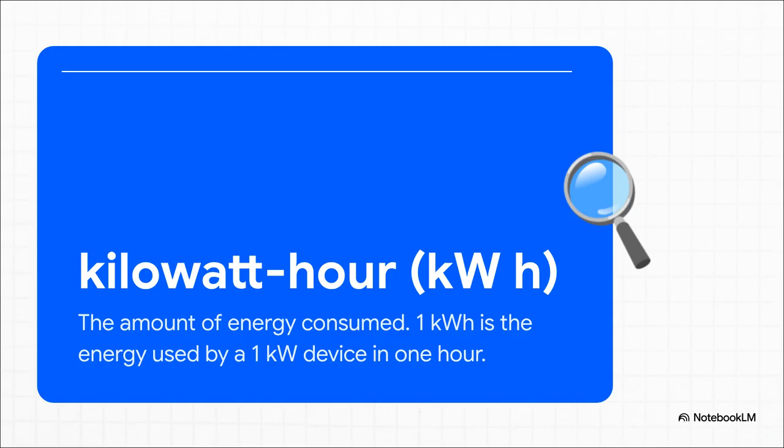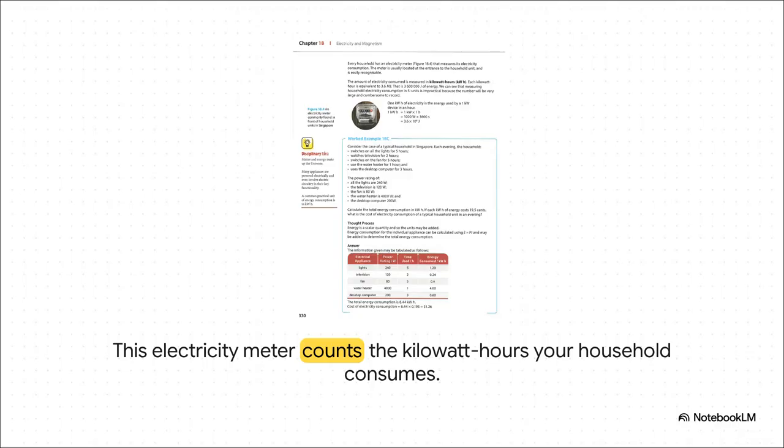And what is that? It's super simple. One kilowatt hour is just the amount of energy that a 1,000 watt device uses when it runs for one full hour. And the little gadget that's keeping track of all this, it's your electricity meter, probably sitting on the side of your house. That thing is constantly ticking away, counting up every single kilowatt hour your whole household is using. You can think of it as the official scorekeeper for your home's energy game.